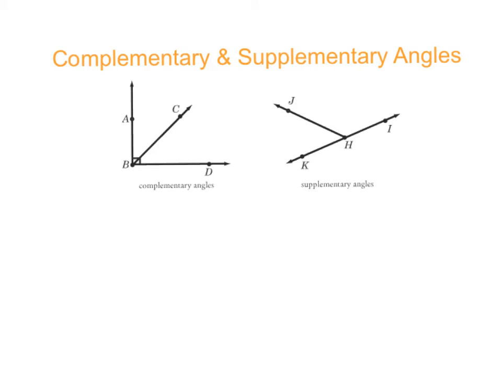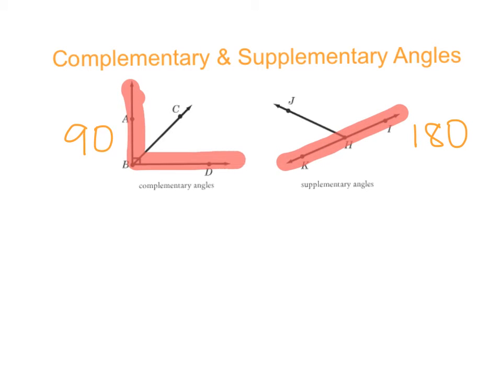Please make sure you know the difference between complementary and supplementary angles. The biggest thing to keep in mind about both of those is that complementary angles are two angles that add up to 90, and supplementary angles are angles that add up to 180. So complementary angles, when you put them together, create a perfect square corner, and supplementary angles together create a straight line. There's a square corner and then your straight line.